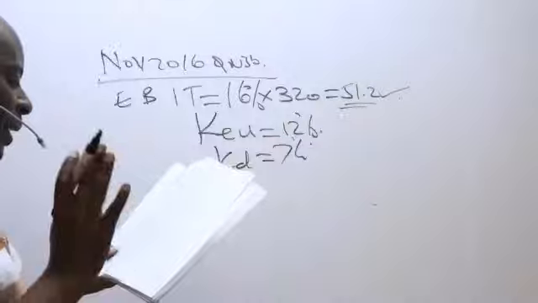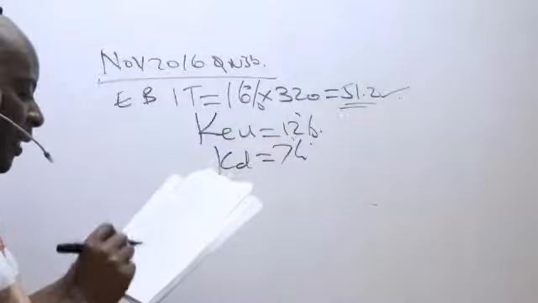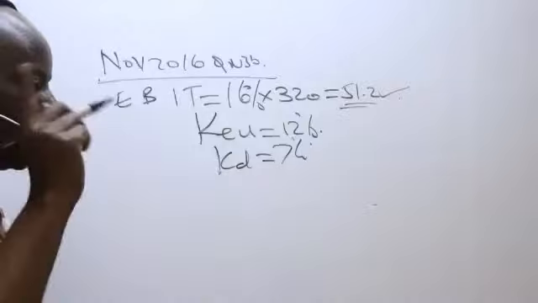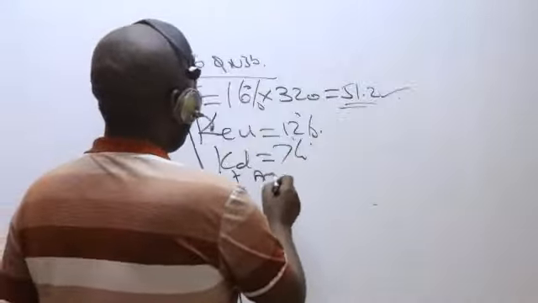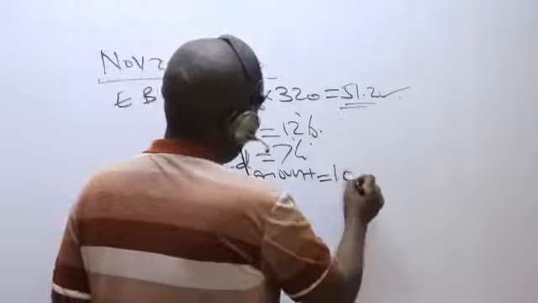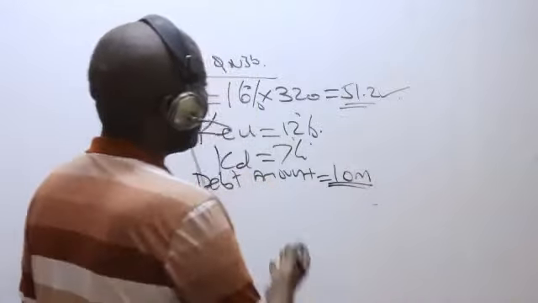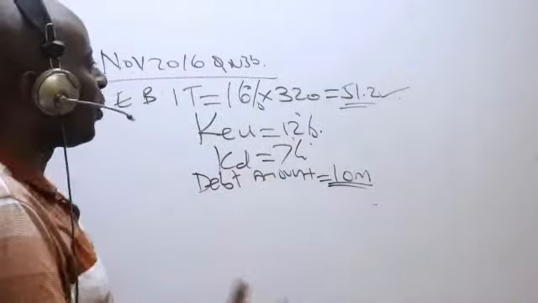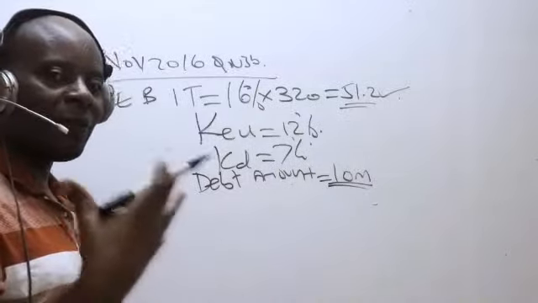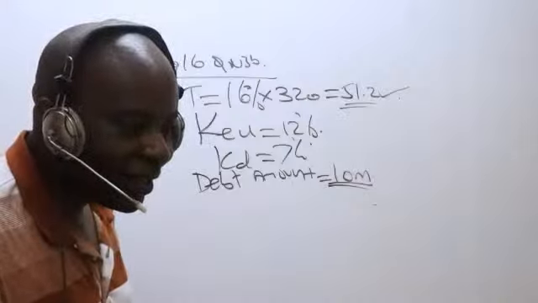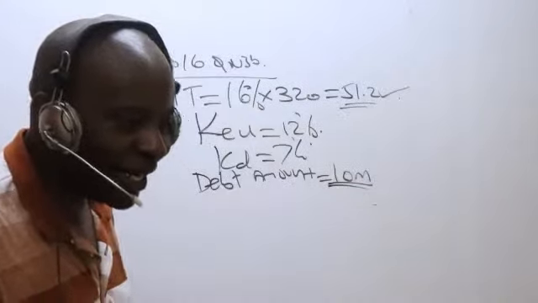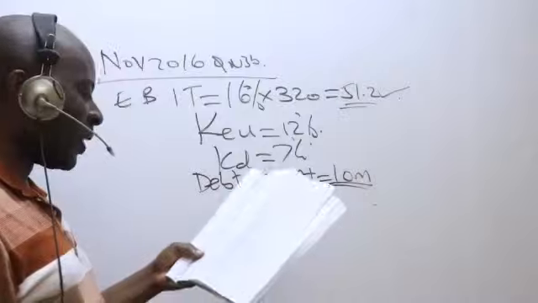The management is in the process of deciding how to raise the required 10 million debt. So the debt amount is 10 million. You know, even writing like this is a milestone, because many times when you're marking AFM papers, they are normally blank.